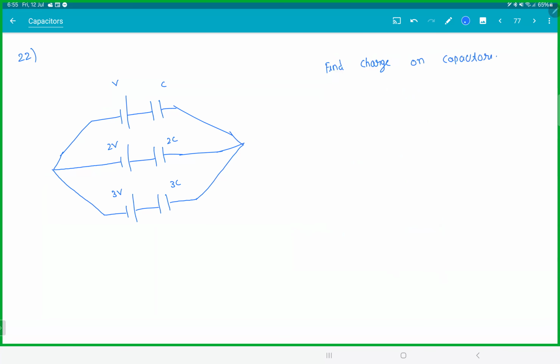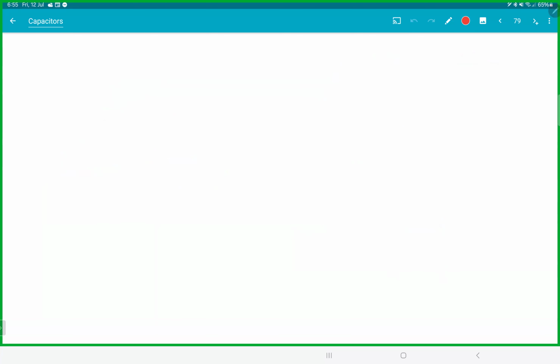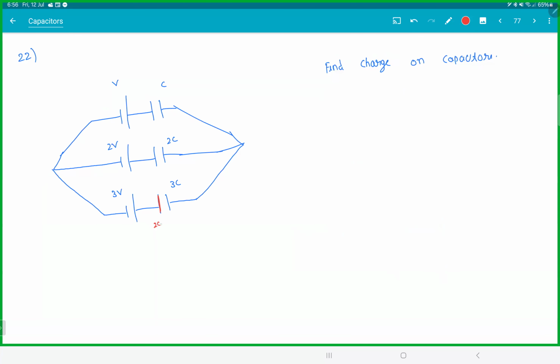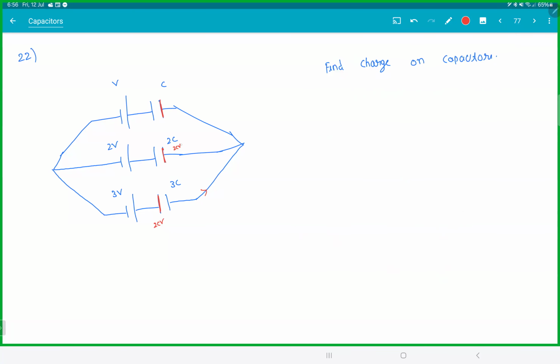Meaning if you look at the final answer, this is the positive plate. 6CV by 3 is 2CV basically. Then the charge is going like this, and this is the positive plate, and this is the positive plate, which is 2CV and 4CV by 3. Clear? So 2CV is coming from here and it is splitting like this. That's the final charge distribution.